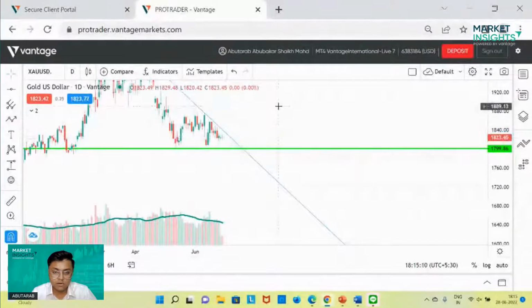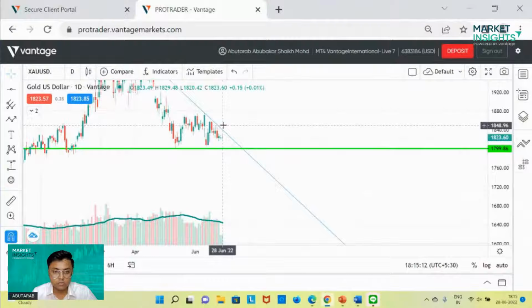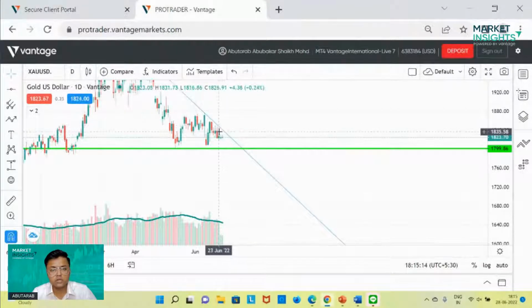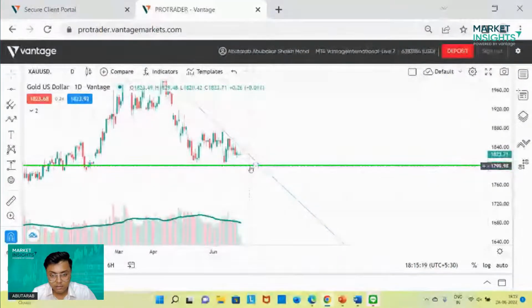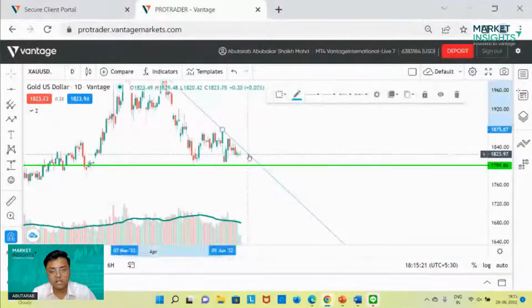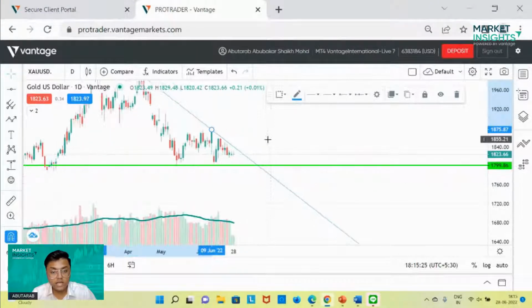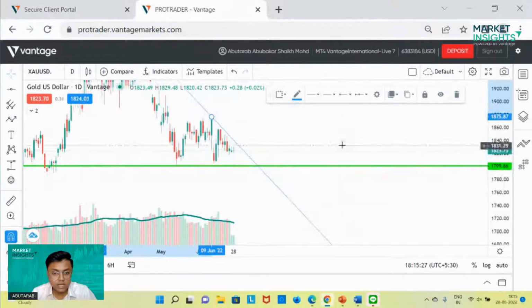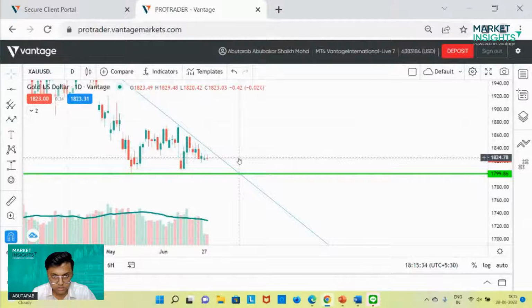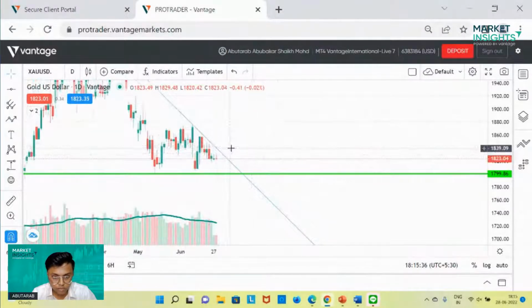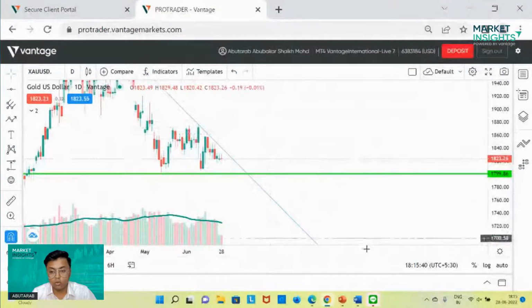We cannot say anything about the market right now. It is so volatile, so many things are happening, so much news is coming out. But we can see a breakout from this line or this trend line. So it depends, and we have to be very agile and very careful how to take a trade in gold in the coming 3 to 4 weeks, in the coming 1 to 2 weeks. Till this time, this is what is going to happen in gold.